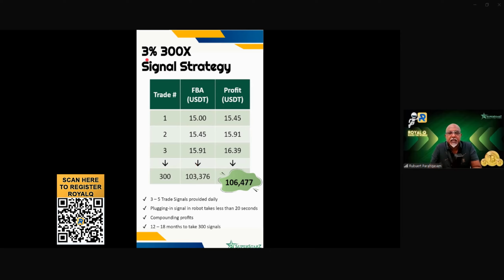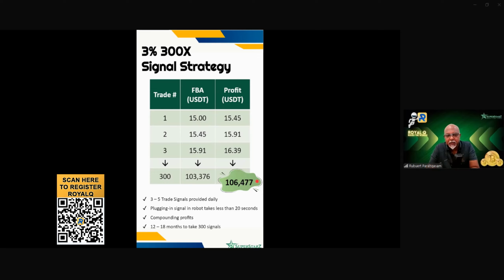We usually target 3%. So on $15, once it delivers, you get $15.45. Then you wait for the next trade signal, and you take this entire $15.45 as your trade number 2, and trade it again. This time you make $15.91, 3% again. Then you repeat this. All your profits, including your initial capital, you trade over and over again. This is called compounding, and we target to compound 300 times. Once you've compounded 300 times, your $15 would have grown to $106,000.